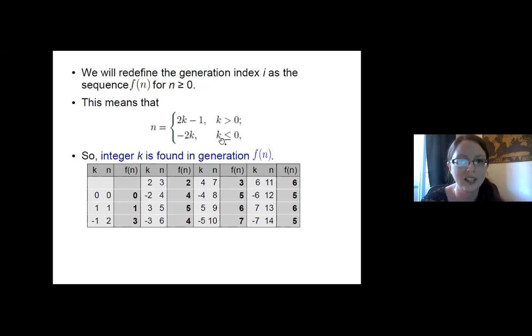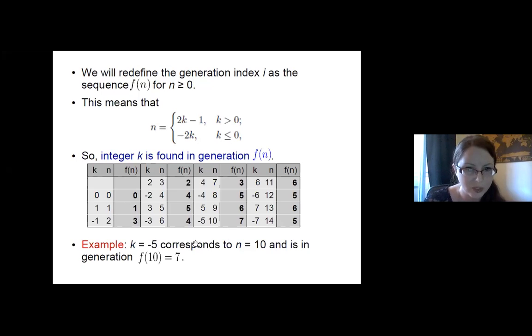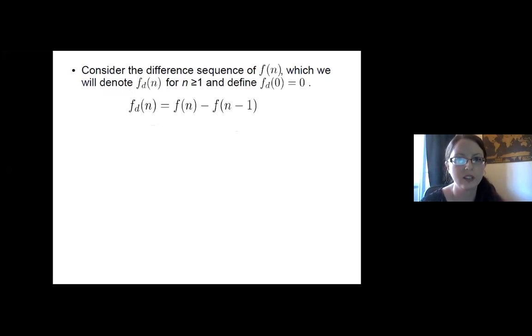So we can see n and k are related this way. Negative values of k give us even values of n, and positive values of k give us odd values of n. Just to understand what's going on, a quick example: for k equals -5, that corresponds to n equals 10, and then f(10) is 7, which tells us that -5 appears in the 7th generation. So we're just redefining that as a function f(n).